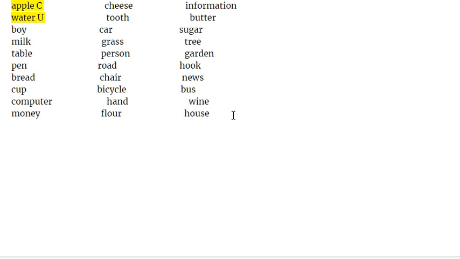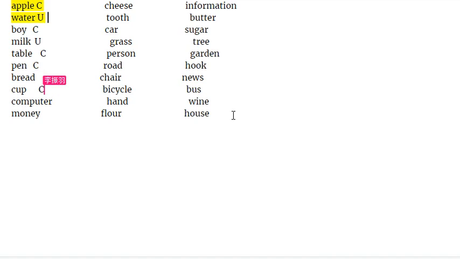So what about boy? Boys, countable. Boys C. Milk, uncountable. Table is C. Pen is C.